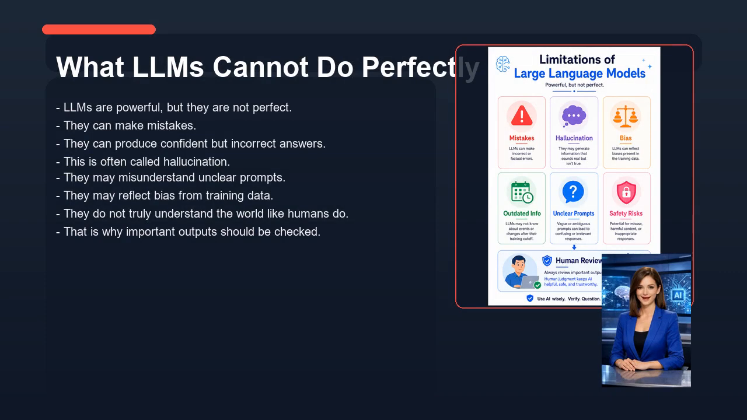Now let's look at what LLMs cannot do perfectly. LLMs are powerful, but they are not perfect. They can make mistakes. They can produce confident but incorrect answers. This is often called hallucination. They may misunderstand unclear prompts. They may reflect bias from training data. They do not truly understand the world like humans do. That is why important outputs should be checked.